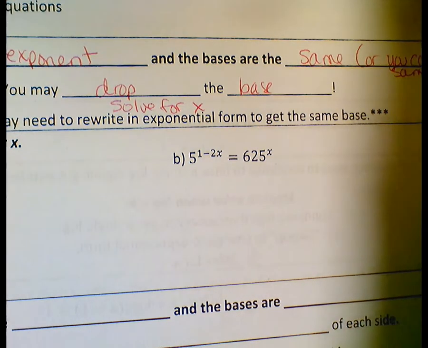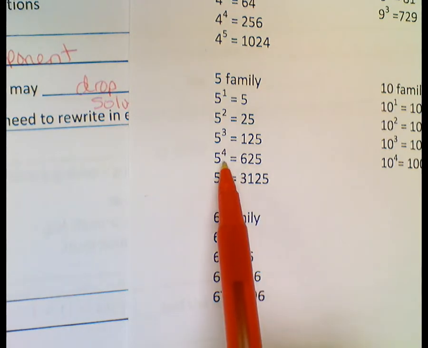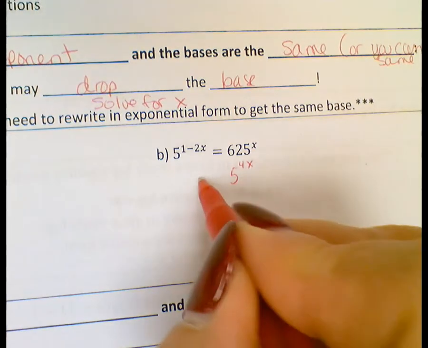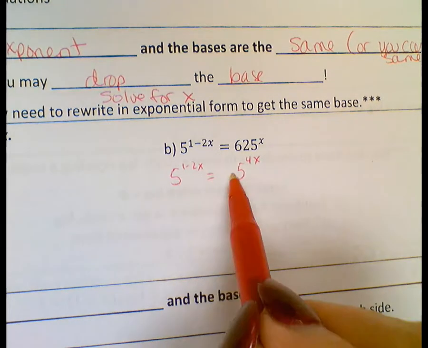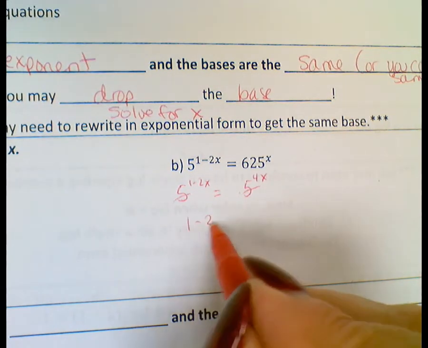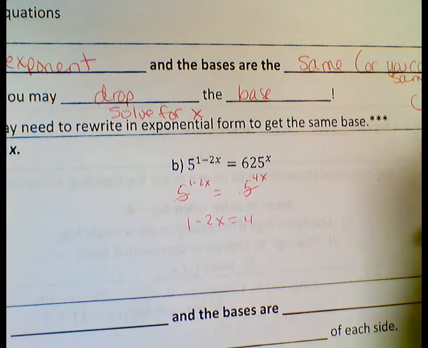Second side, how can I change 5 and 625 to the same base? So let's look at our 5 family. Here's our 5 family. See 625 right here? It's 5 to the 4th. So we're going to change 625 to 5 to the 4th, like that. And we have this. So what do we do when we have the same base? If the bases are the same, we are going to drop the base and set the exponents equal. So basically drop the base, set exponents equal, solve for x.